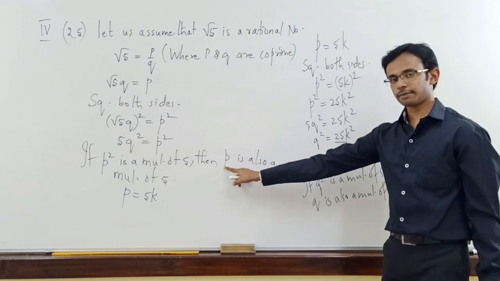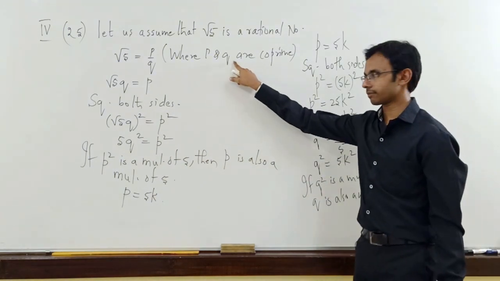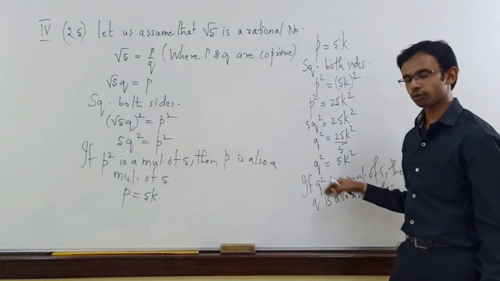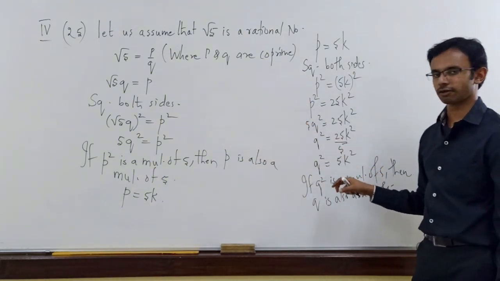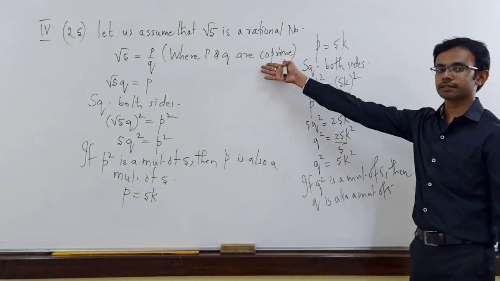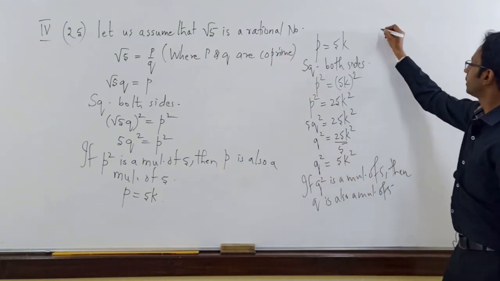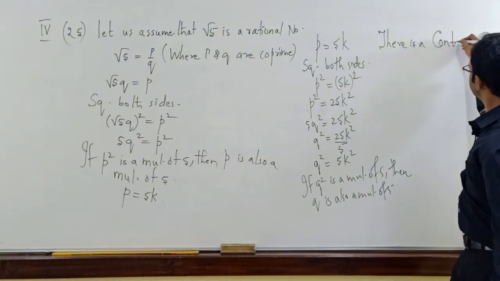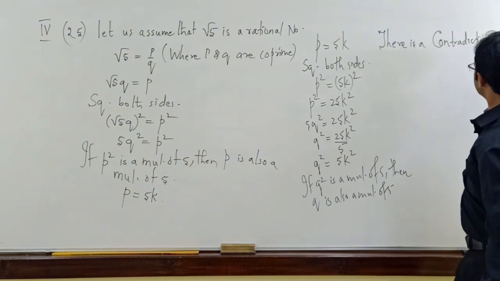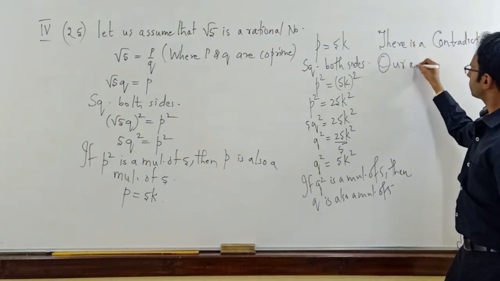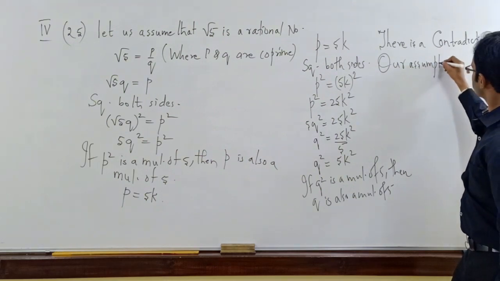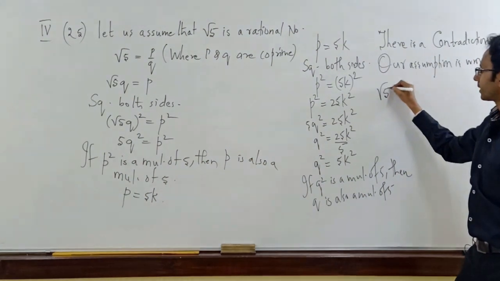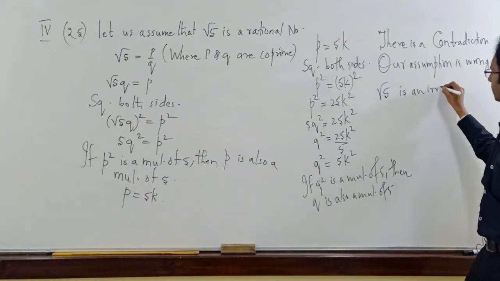So this and this statement will tell us what it is contradicting. We have assumed that p and q are co-prime, but here we came to know p and q both are multiples of 5. That means there is a common factor of 5, which is going against the declaration that p and q are co-prime. So there is a contradiction, there is something wrong. What is that wrong? Our assumption is wrong. हमारी सोच ही गलत थी. So if our assumption is wrong, what is the real fact? The real fact is root 5 is an irrational number.